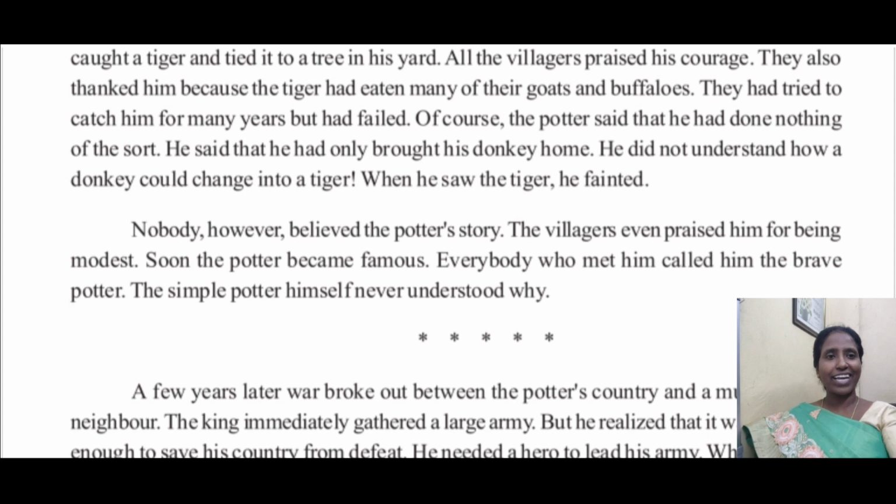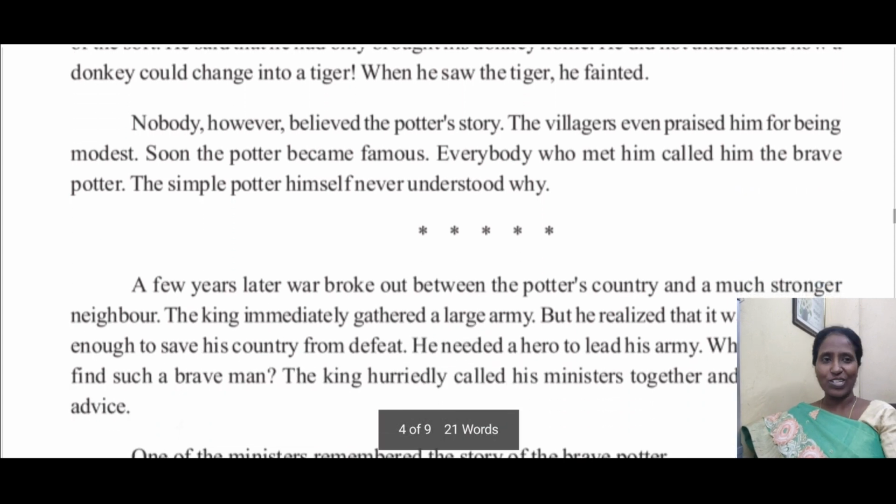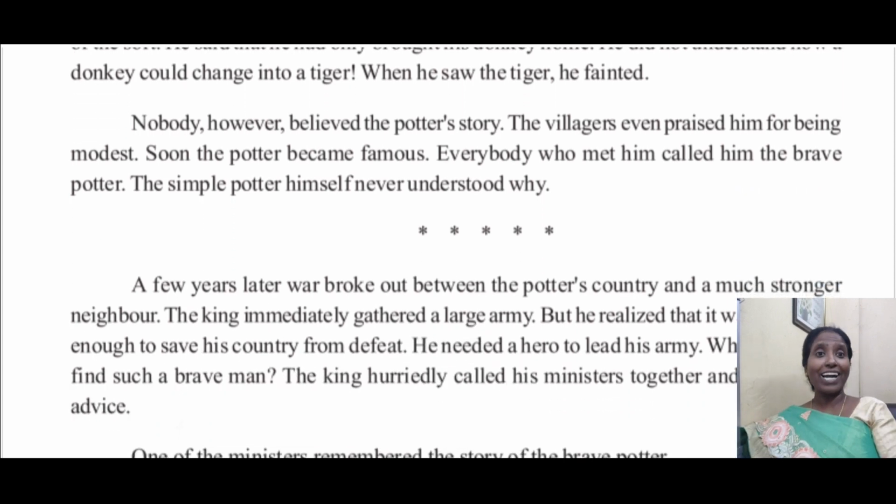As soon as it saw a tiger, he fainted and fell unconscious. Nobody, however, believed the Potter's story. Potter was trying to tell that he brought a donkey only, but everybody was like, no, you brought a tiger, brave Potter. They all were praising him.